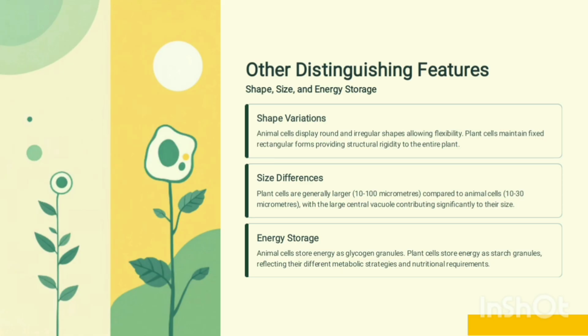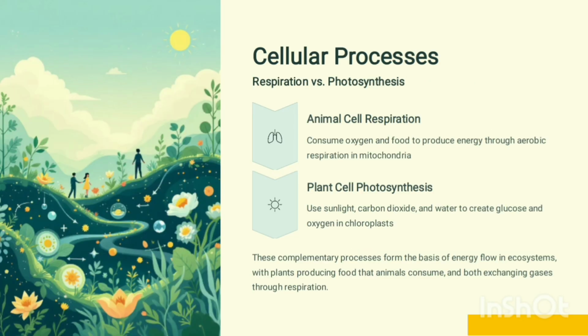Cellular processes. Respiration versus photosynthesis. 1. Animal cell respiration. Consume oxygen and food to produce energy through aerobic respiration in mitochondria. 2. Plant cell photosynthesis. Use sunlight, carbon dioxide, and water to create glucose and oxygen in chloroplasts. These complementary processes form the basis of energy flow in ecosystems, with plants producing food that animals consume and both exchanging gases through respiration. Why these differences matter?